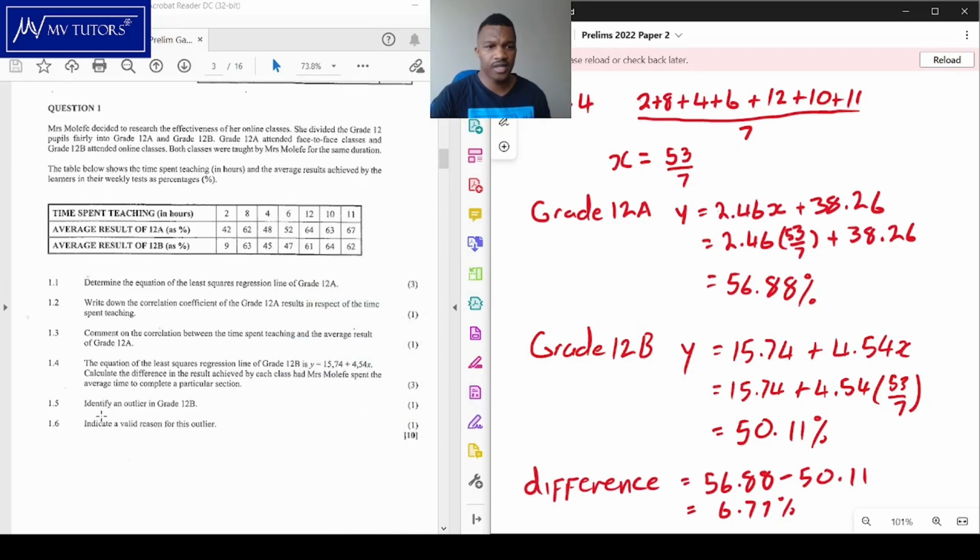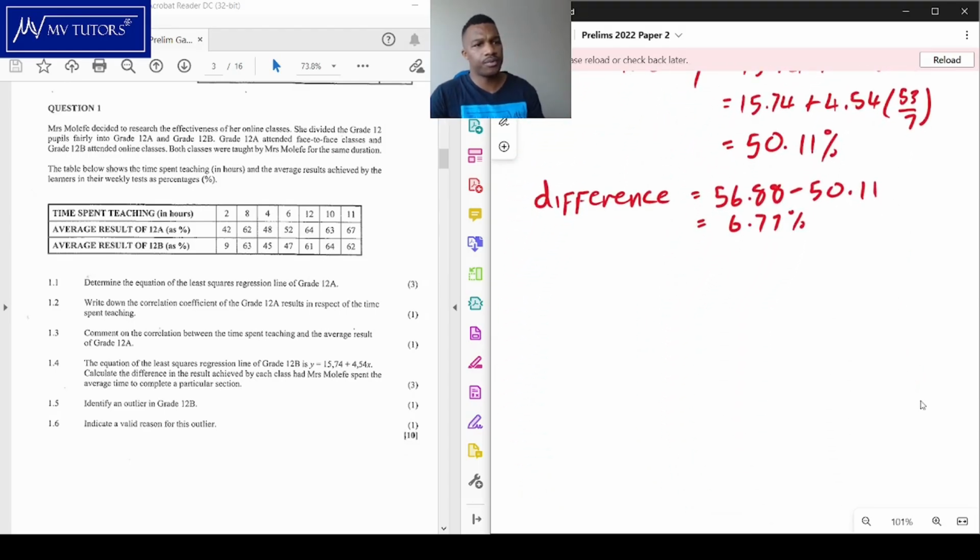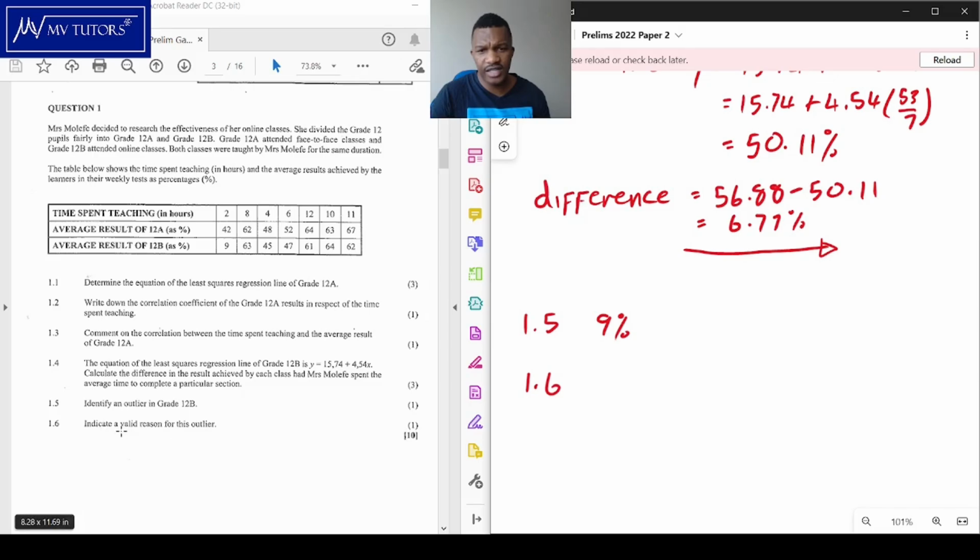Then the next one says identify an outlier in grade 12B. Okay, that was our final answer right there. So now let's move to 1.5. The outlier is 9%, because it's weird, it shouldn't be there. And then 1.6, indicate a valid reason for this outlier. So any logical answer will do here.